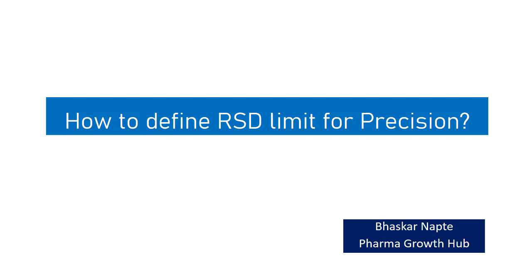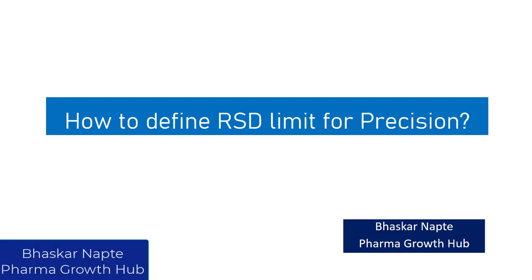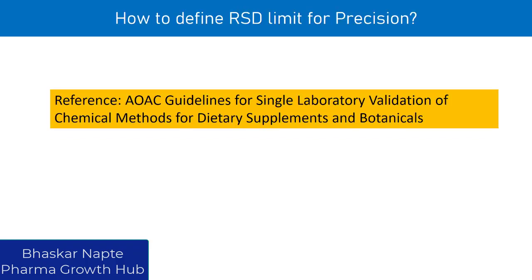And let us first understand what is the reference I am going to take in defining the RSD limit for the precision. So this is the reference guideline that I am going to consider while defining the RSD limit for precision. AOAC guideline for single laboratory validation of chemical methods for dietary supplements and botanicals.